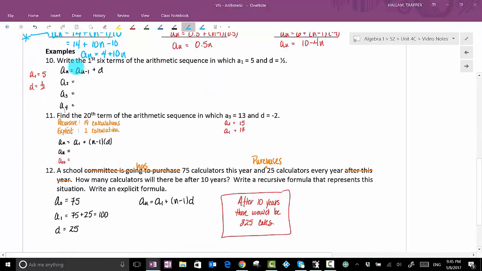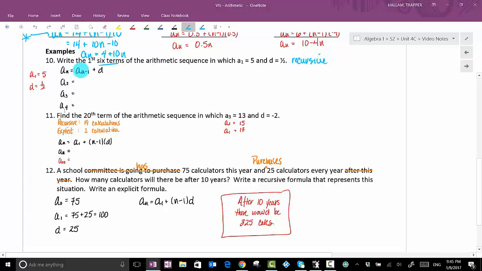It says write the first 6 terms of the arithmetic sequence, which begins at 5 and has a common difference of a half. So I wrote down, because this is only a few moves, right? We only have to go 6 terms. So in this case, the recursive rule would benefit us the most. You're like, Mr. Hallam, aren't you just taking 5 and adding a half to it 6 times? Absolutely. But let's practice our rules here and see how it looks.